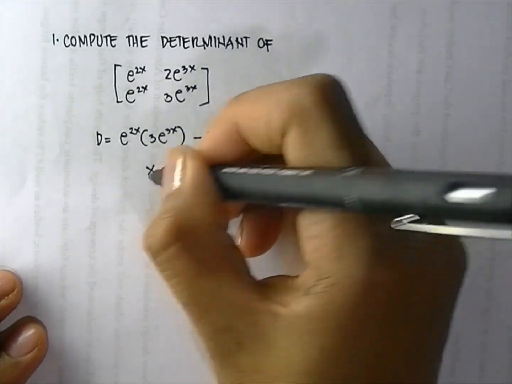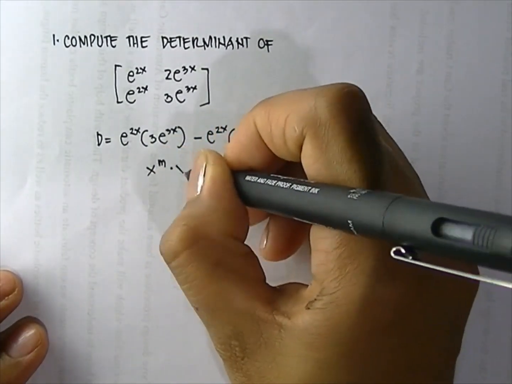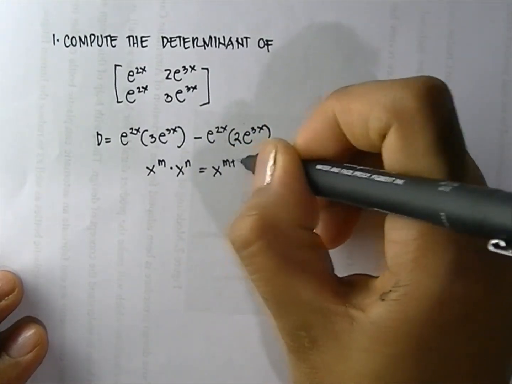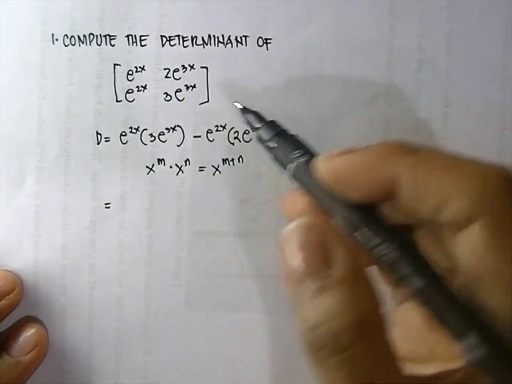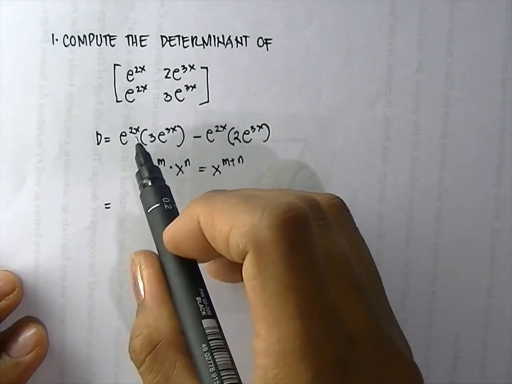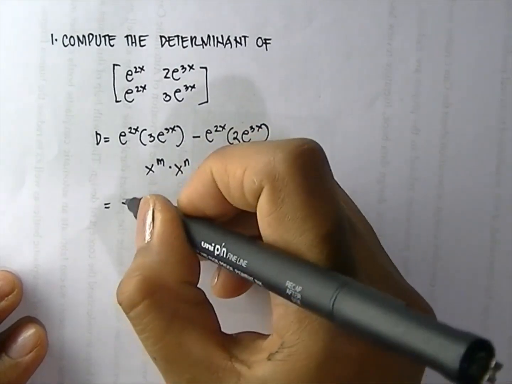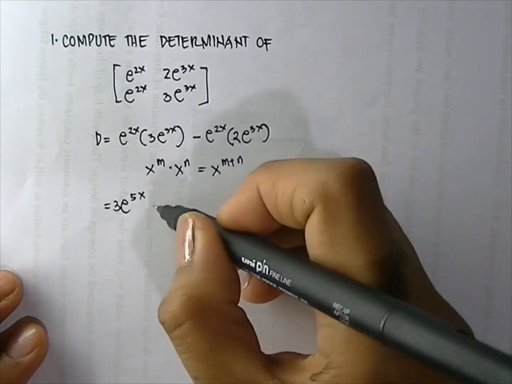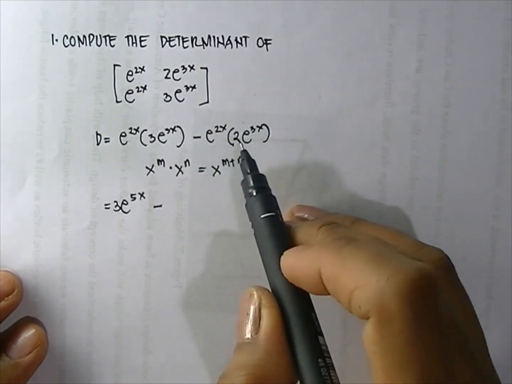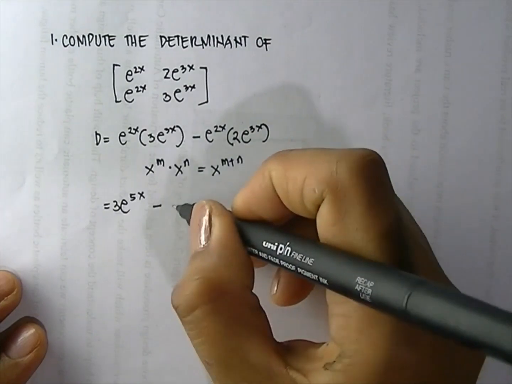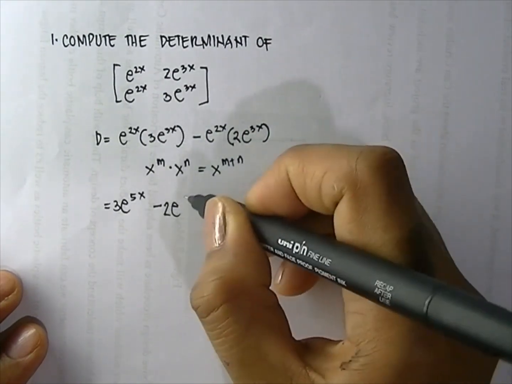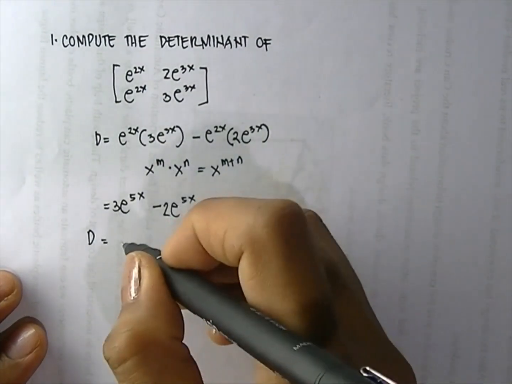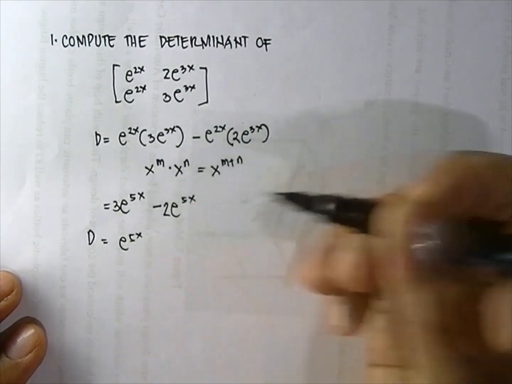From the law of exponents, x raised to m multiplied by x raised to n, we have x raised to m plus n. Therefore, e raised to 2x plus 3x is e^5x times 3. Less e^2x times 2e^3x, which is 2e^5x. So, the determinant is 3 minus 2, we have e^5x.